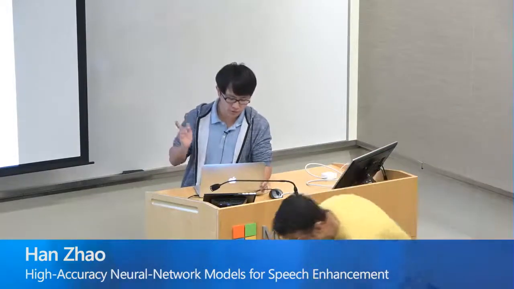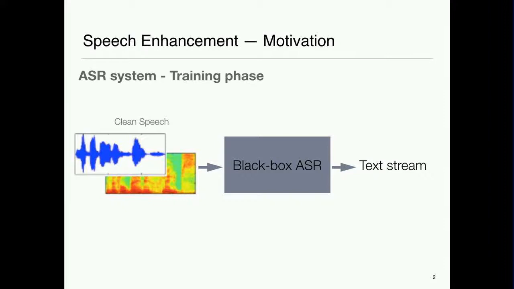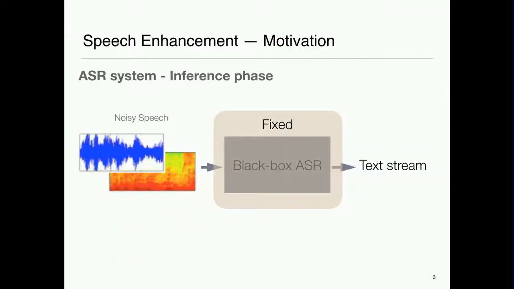So today I will talk about speech enhancement with convolutional recurrent networks. Let's start with the motivation. Why do we need speech enhancement in the first place? Usually people care about automatic speech recognition systems, and those systems are typically applied in two phases. The first one is the training phase, and the following one is the inference phase. In the training phase, we collect a large amount of clean speech paired with corresponding transcriptions and feed them into an ASR system. The system is then trained on this data, and after that, during the inference phase, the black box ASR system will be fixed and deployed in reality, in a product.